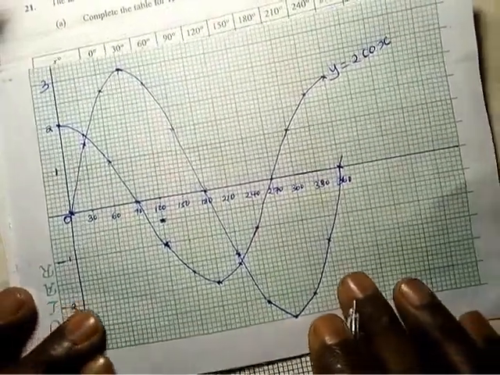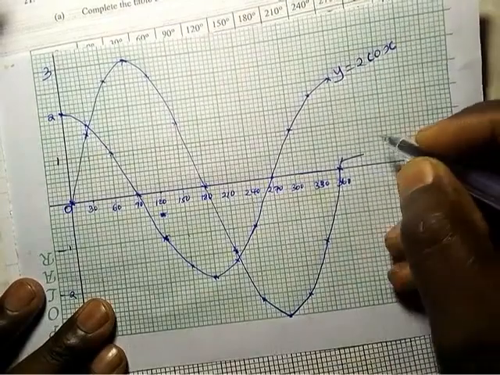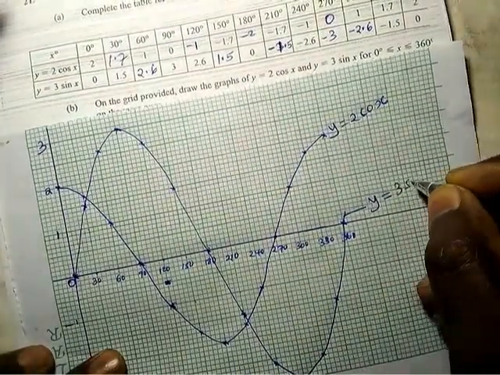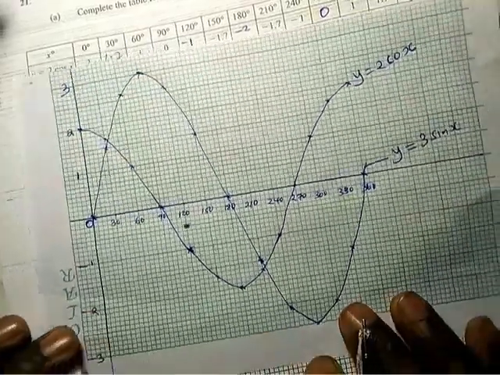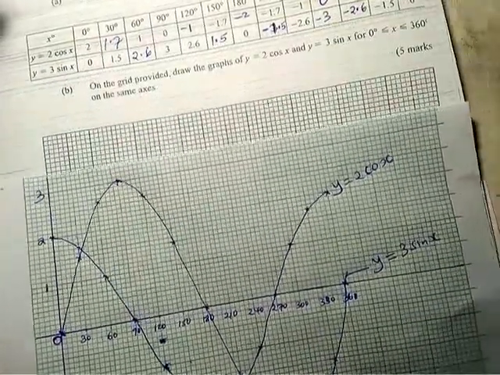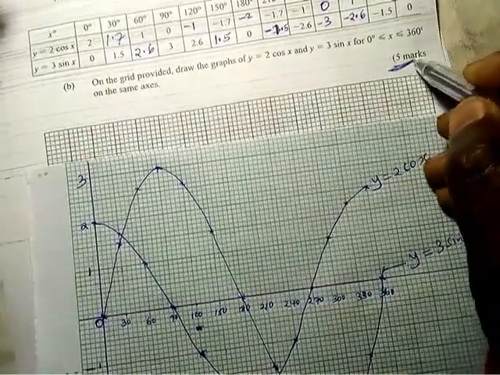Now we have these two curves, and name this one y is equal to 3 sin x. So by so doing, you have your marks scored. 5 marks, 3 marks.